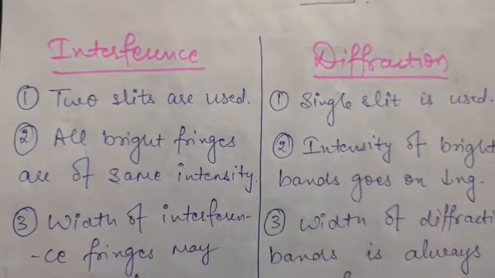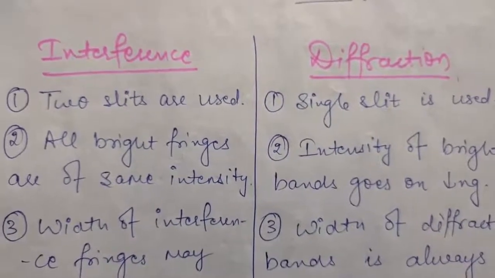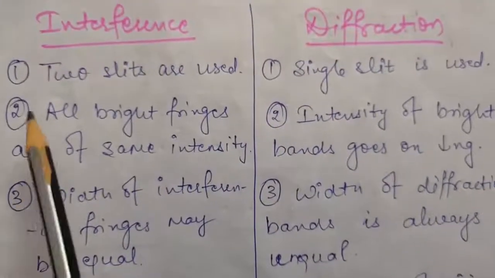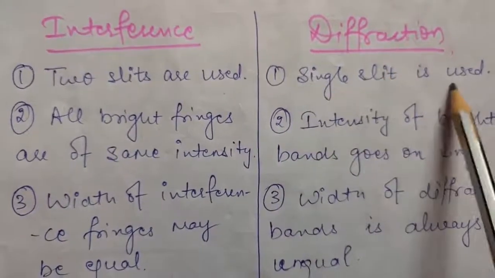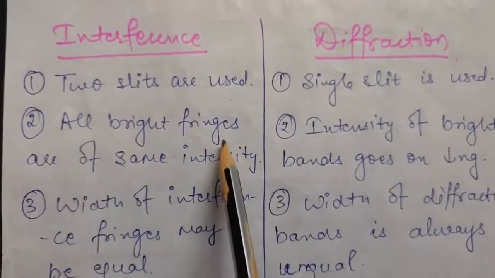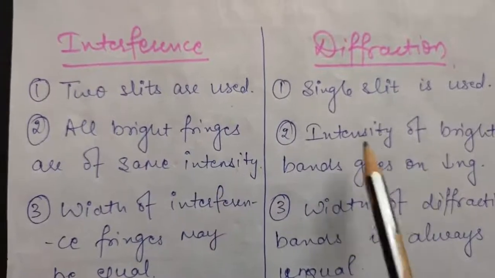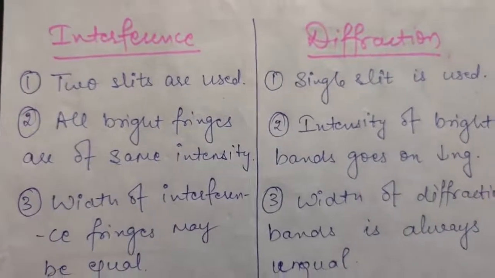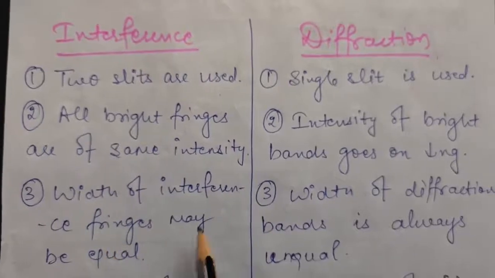Now let us discuss some basic differences between the interference pattern and the diffraction pattern, as you have studied both of them now. The first main difference is that for interference, 2 slits were used, but for the diffraction pattern, only a single slit is used. The second difference is that all the bright fringes in the interference pattern are of the same intensity. You have drawn the graph also for this, but the intensity of bright bands goes on decreasing in the diffraction pattern. The third point is that the width of interference fringes may be equal.